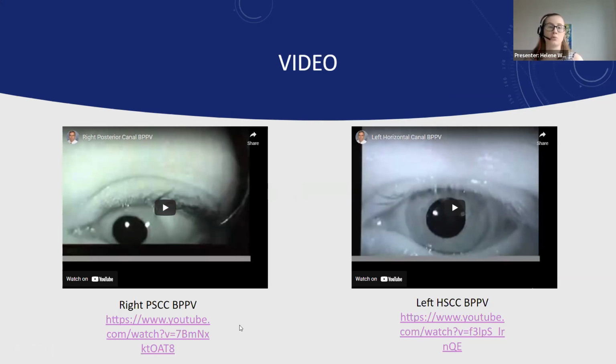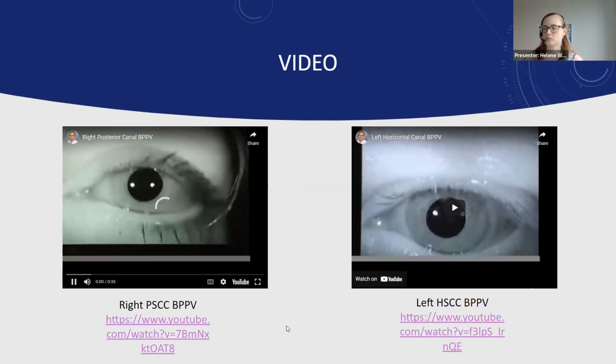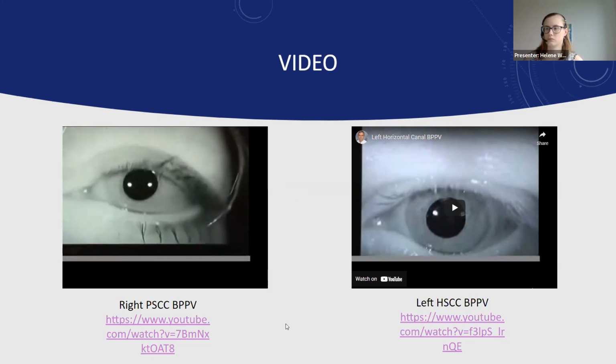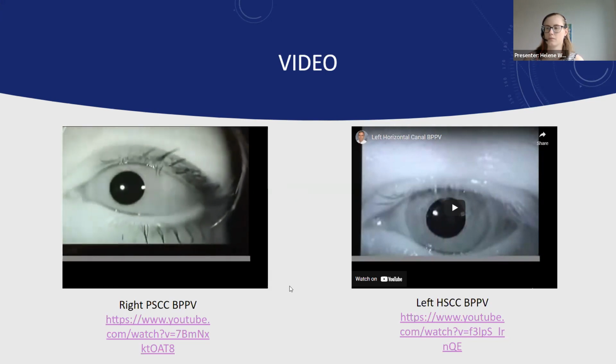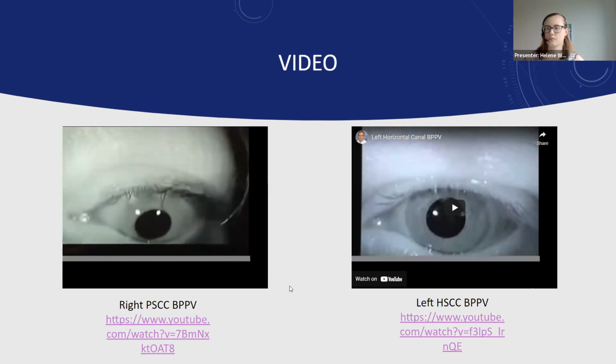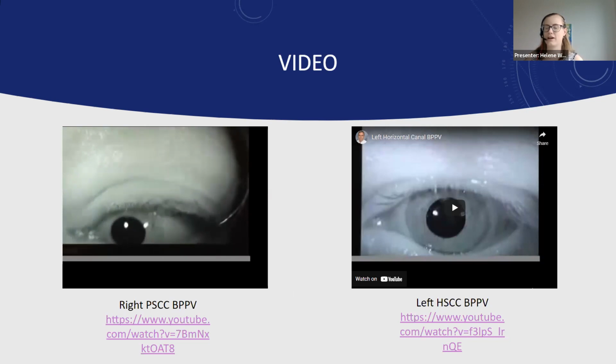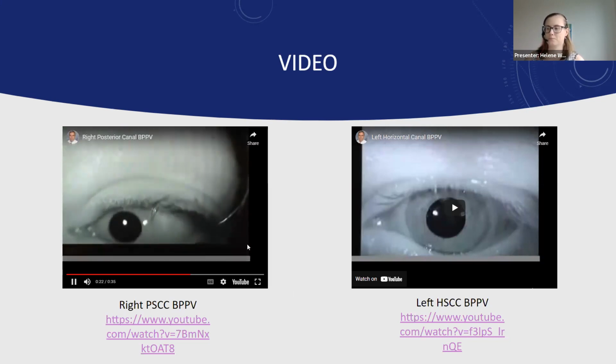Of different types of BPPV and the canal in which it's occurring. So this first one is the right posterior canal. So there we've got the presence of nystagmus when the patient's been laid down.